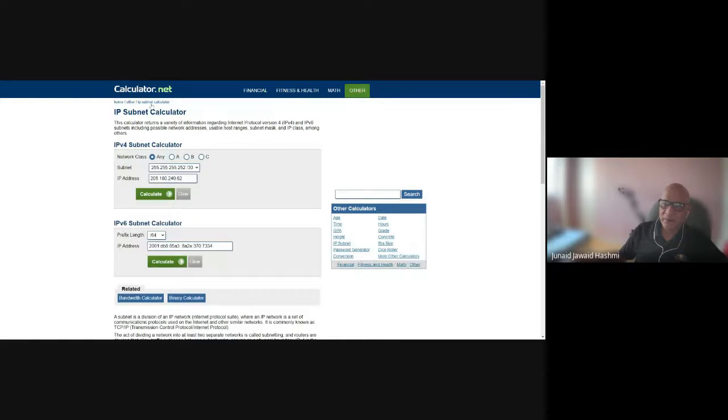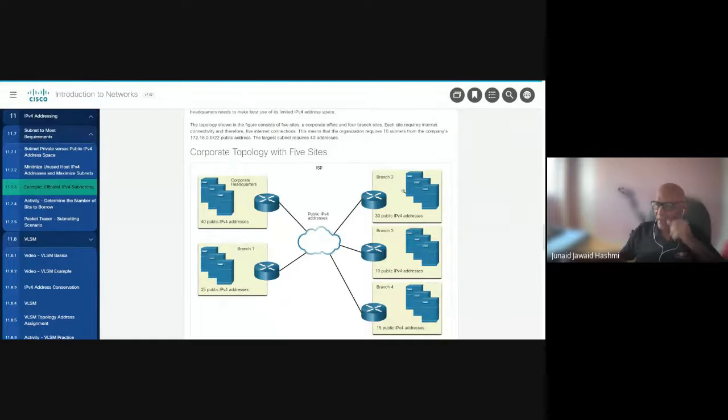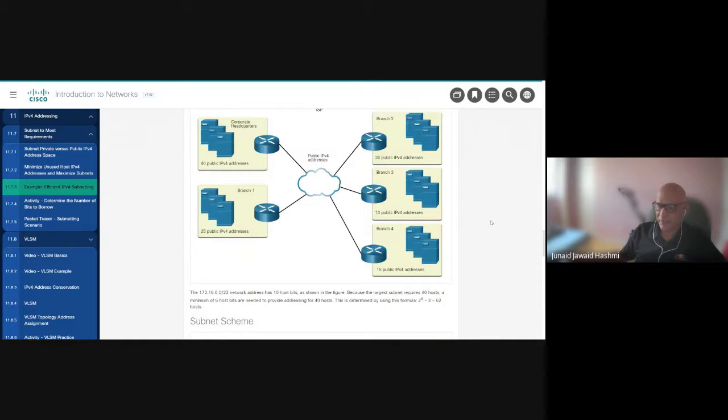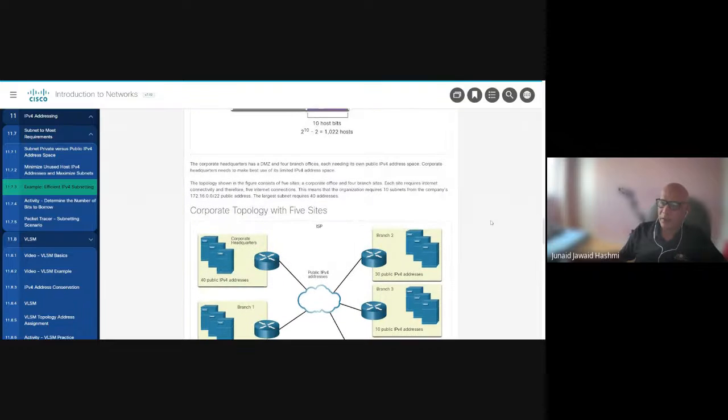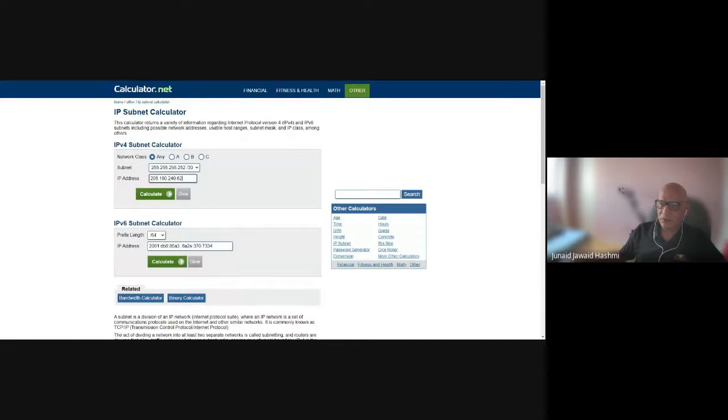so the IP subnet calculator here is very easy. This is how it works. This is the IP version 4 subnet calculator. If we take a look at this topology, how many networks do we have? 1, 2, 3, 4, 5. We have 5 networks, so we need at least 5 networks, right? So what we're going to do is take the original IP address, which is 172.16.0.0.